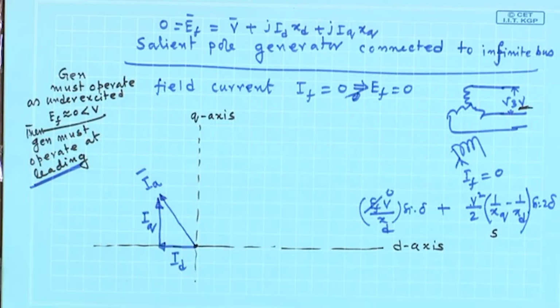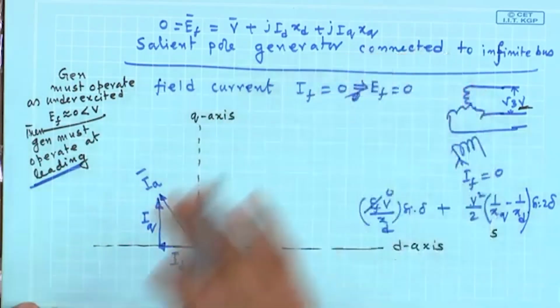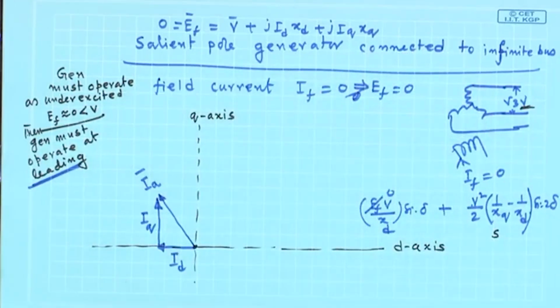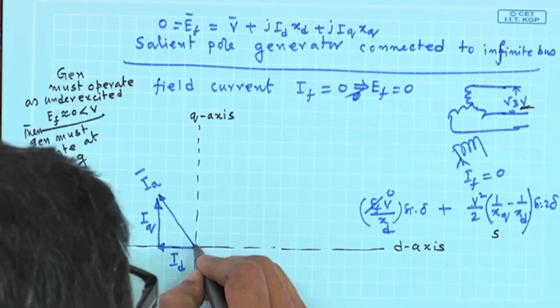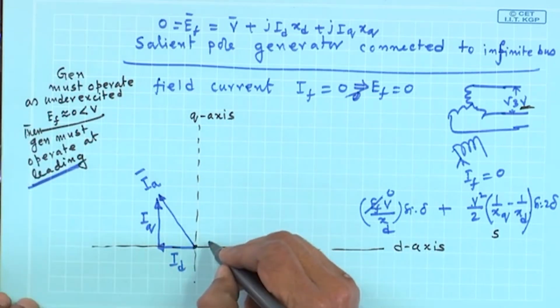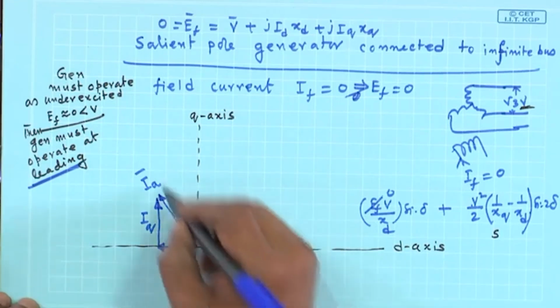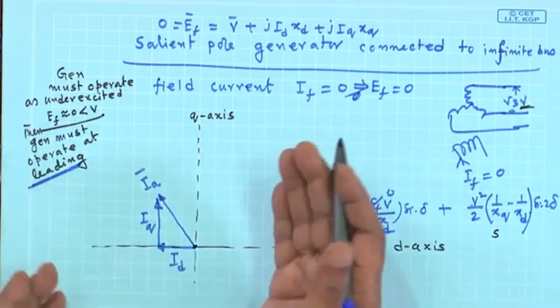The second property I will utilize is that it is a salient pole generator. In a salient pole generator, in generator operation of a synchronous machine, EF will be ahead of V. EF is in which direction? 0, small along this. So, V must be behind that, V must be in this quadrant. It cannot be here in any case, because then V will be ahead of EF.